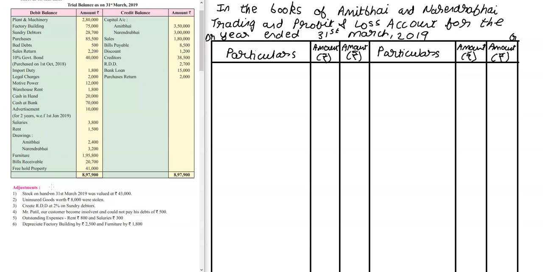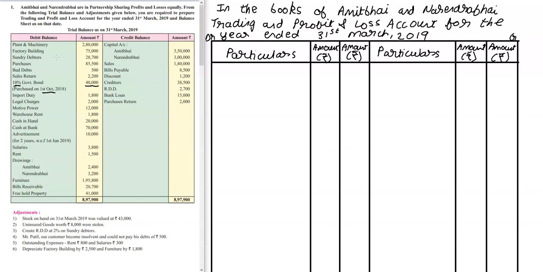So as far as the government bond is concerned, it's an asset. That means we as a partnership have invested in the bond for 40,000 rupees at a 10% rate of interest. And this investment happened on the 1st of October 2018. The year is ending on 31st March 2019. So if you count the number of months, October, November, December, January, February, and March, we are talking about 6 months.